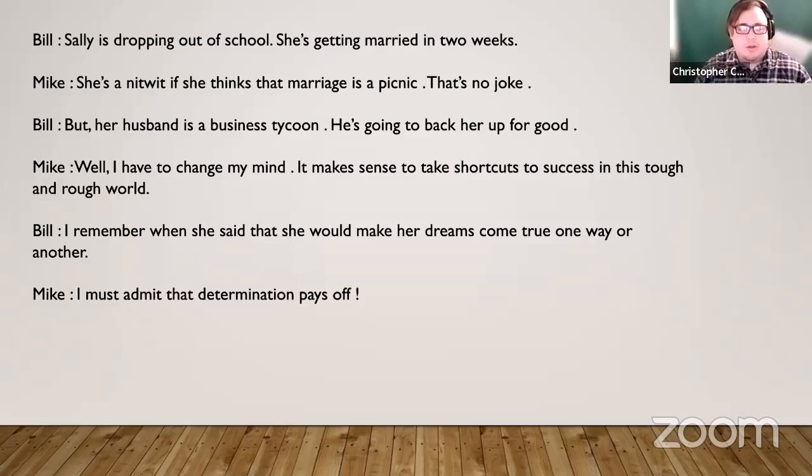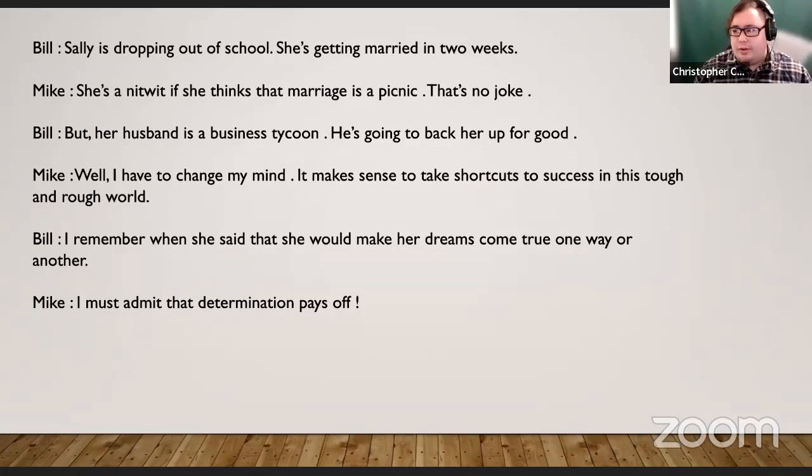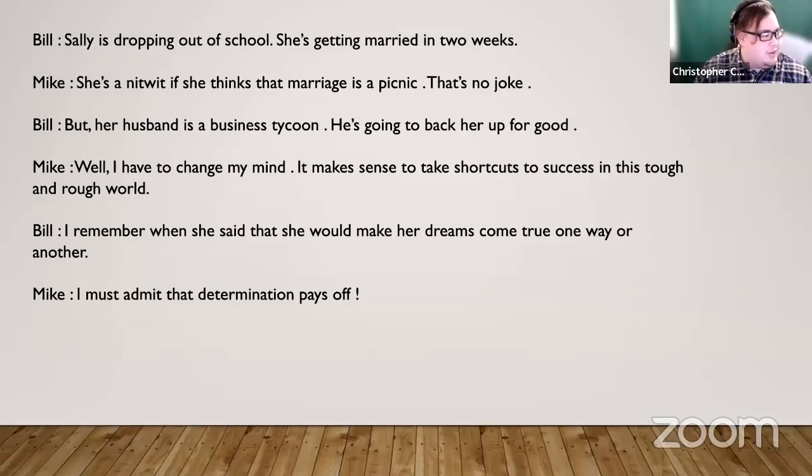Okay. So nitwit, we would call an idiot, and a tycoon, we would call a very wealthy business person. Thank you. I got it. So does that help at all?